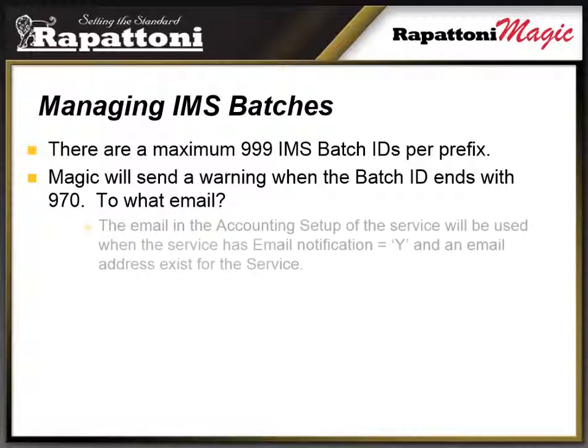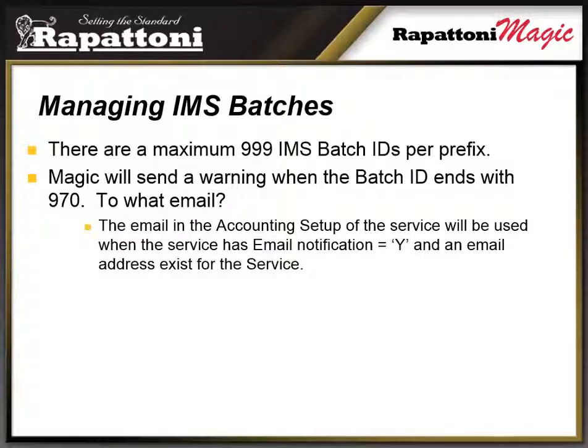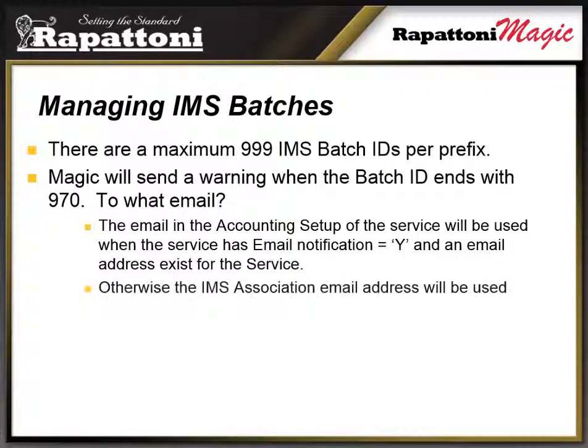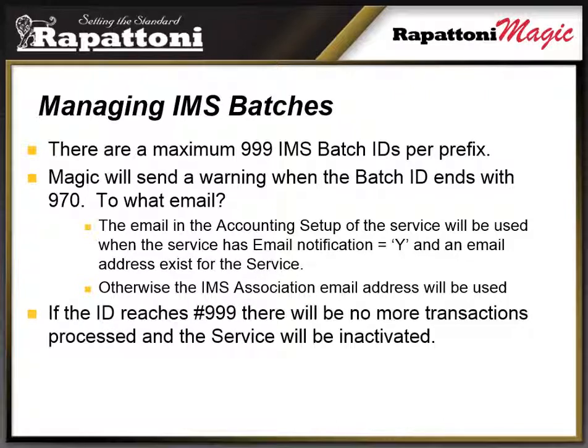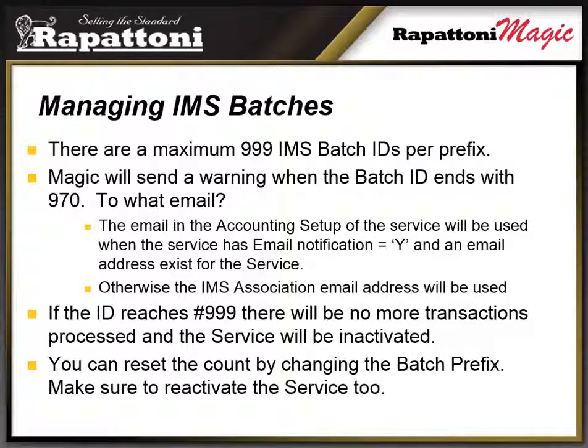And you're asking, to what email? Again, we're looking at the email in the accounting setup, but the email notification has to be set to yes, and there has to be an email address in that field and for that service. Otherwise, Magic will look at the IMS Association Information Form under the Internet button and look at that top email address there. If the ID reaches 999, there will be no more transactions processed and the service will be inactivated. You can reset the count by changing the batch prefix, but make sure you reactivate this service too so they can get in there and process their business.